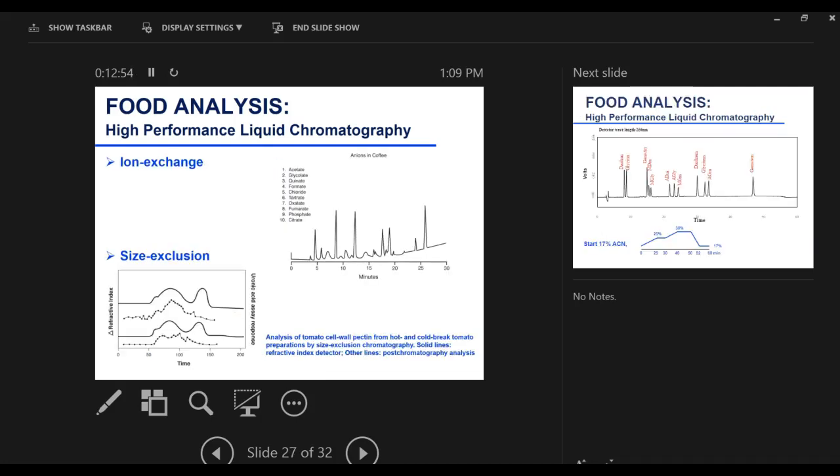These are just examples of chromatograms using different modes of separation. Again, here's anions in coffee, the different components in anions. All that means that are negatively charged, and we're separating them. And here we're separating based on size. We can see the peaks here are not very sharp. This is taken from a low pressure liquid chromatography. But when we have high performance liquid chromatography, even though it's size exclusion, we get better and sharper peaks.